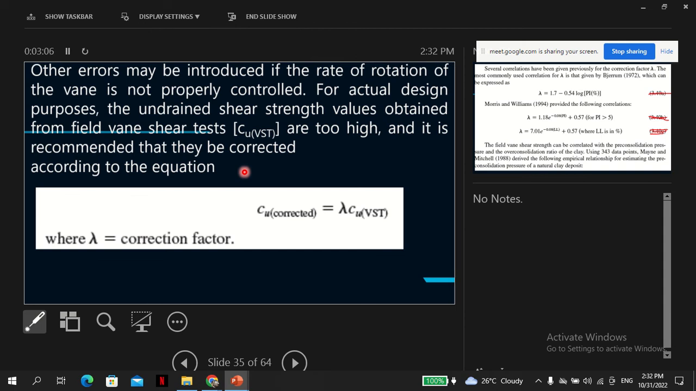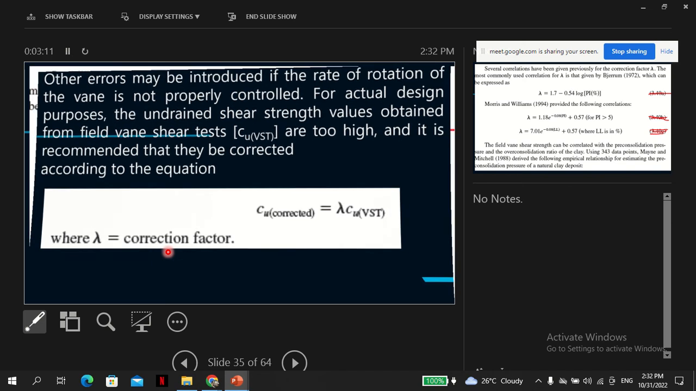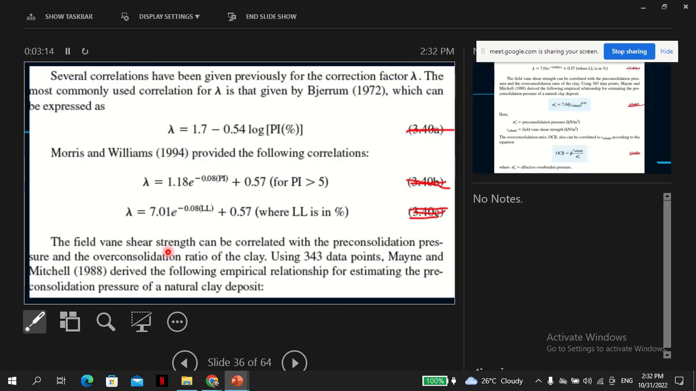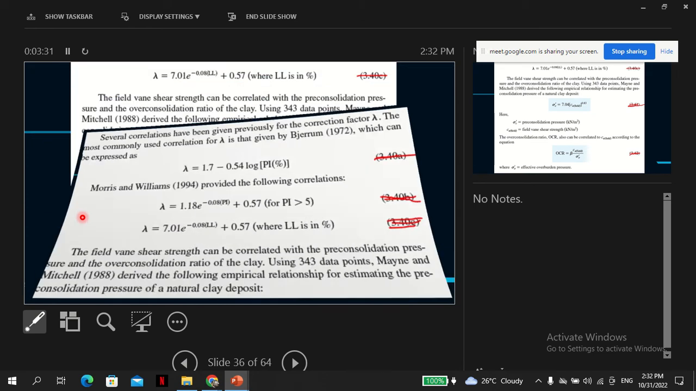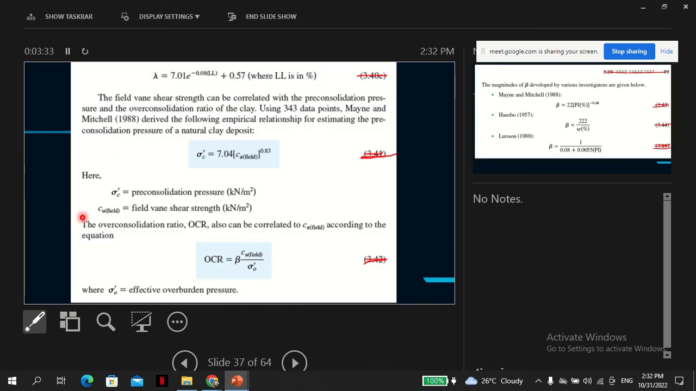So there are some people who have given us values of how to correct. There is also no universal agreement. Different people have used different values to tell us how to correct, of course based on the plasticity index or the liquid limit. These are just formulas, and because there are several of them, if for some reason you are required to use this in an exam, you will be told exactly which formula to use.